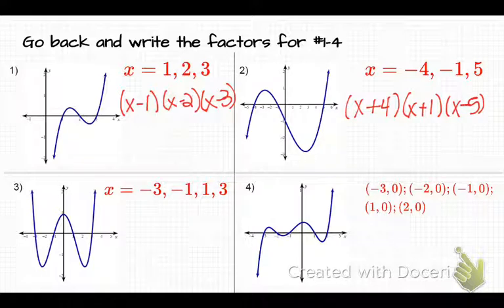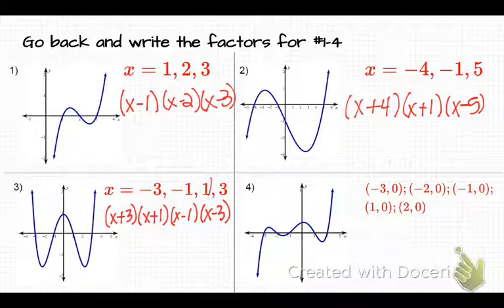What about on number 3? x plus 3, x plus 1, x minus 1, and x minus 3. Do we all understand where that's coming from? Okay, so I got x plus 3 because it's the opposite sign, x plus 1, x minus 1, and x minus 3.